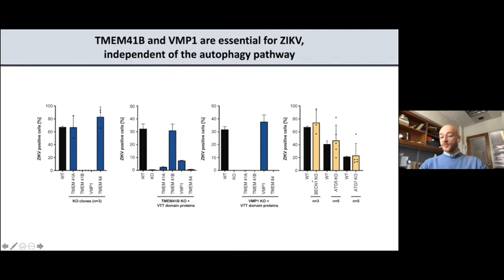So we made CRISPR knockout clones for some key genes in the autophagy pathway, BECLIN1, ATG5, ATG7. If these genes are missing, the autophagy pathway is basically not functional. But as you see here, knockout cells replicate the virus just fine relative to wild-type cells. Again, it highlights that a functional autophagy pathway might not be as important, but rather TMEM41B and VMP1 and their function to mobilize lipids.